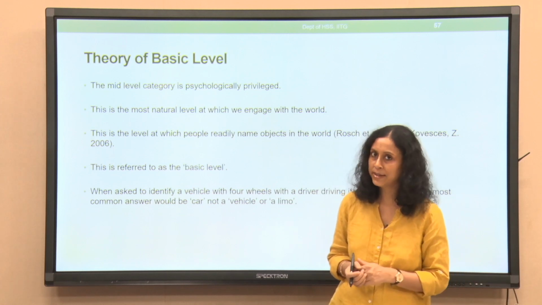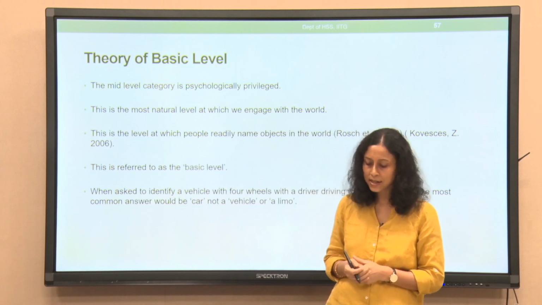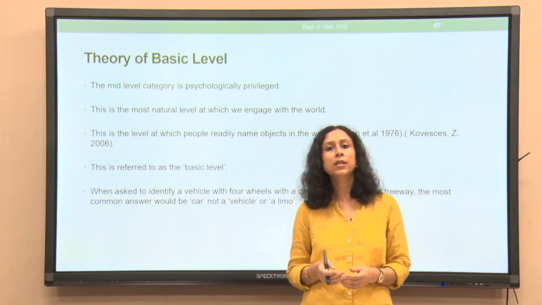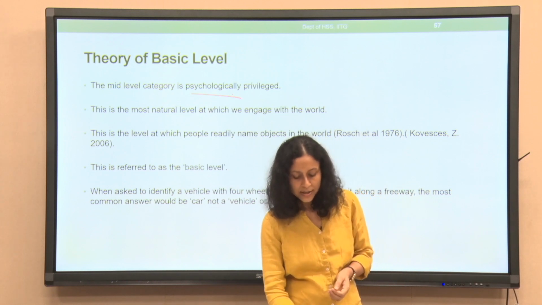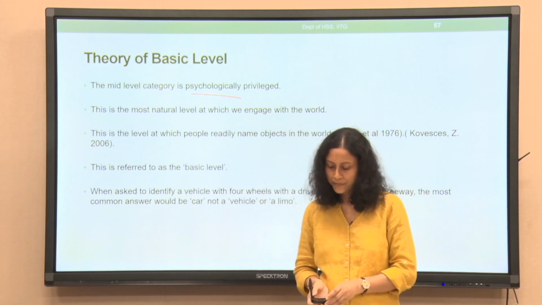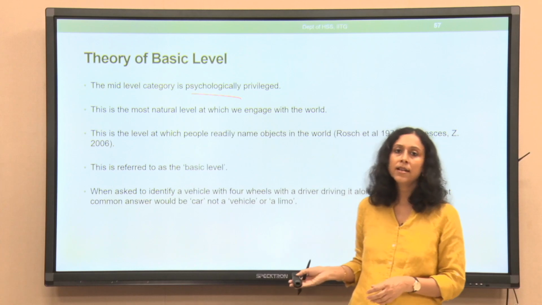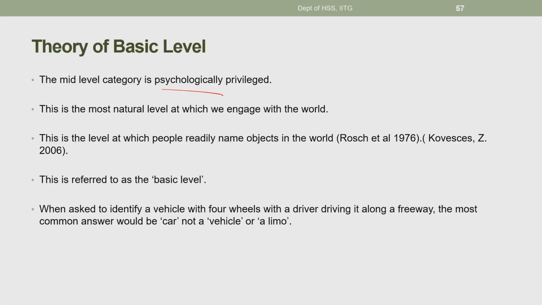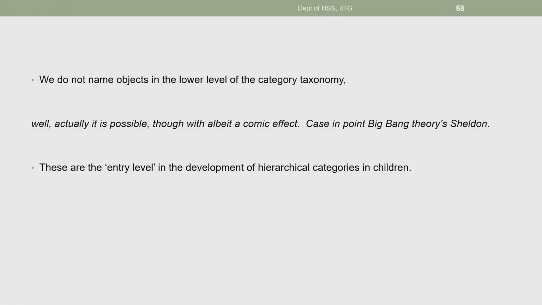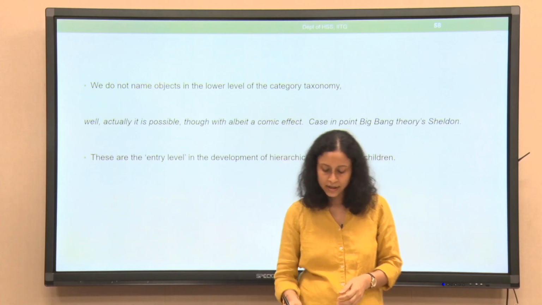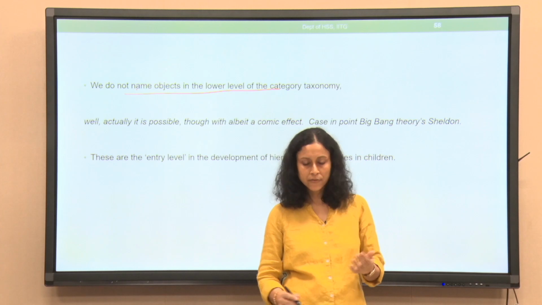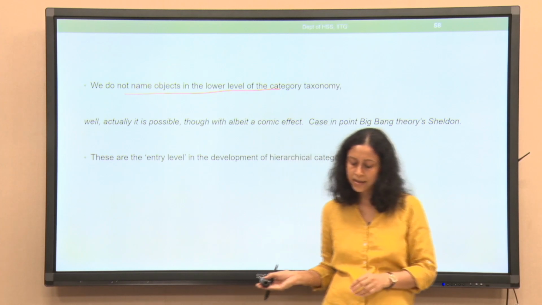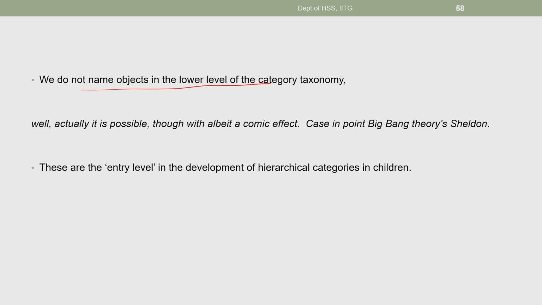This is what we mean by a certain amount of advantage that the mid level in the hierarchy enjoys. This is called the basic level, theory of basic level. So, the mid level is the basic level in case of taxonomic hierarchy of the categories, of any category for that matter. So, mid level is psychologically privileged. This is the most natural level where we engage. So, because we readily engage with this, it also enjoys a kind of psychological advantage, that is why it is called a basic level theory. So, typically we will not name objects at the lower level, but we will always name at the basic level. Of course, there are examples that can counter this, but more often than not we will not.